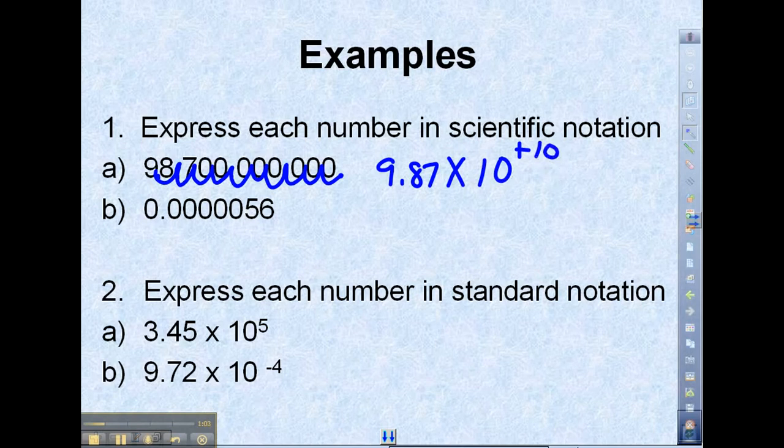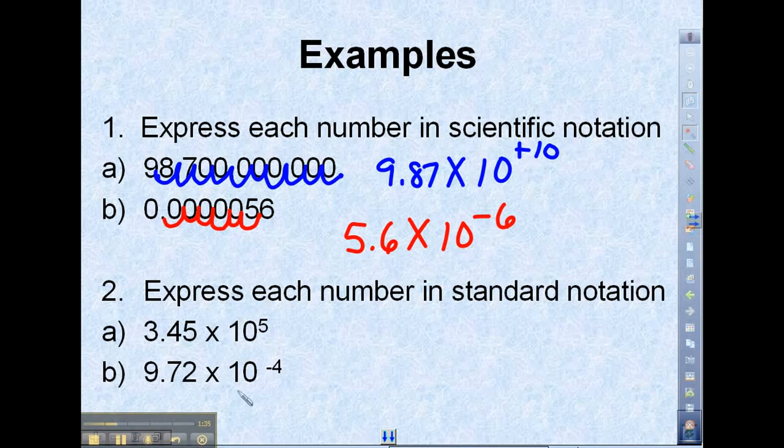Okay? On this one, I've got a very small number. So the exponent on the 10 is going to be negative since it's less than 1. I'm going to pick up this decimal point and move it right here. So the factor out front follows the rule, it has to be between 1 and 10. Now I count how far I moved it. Be careful. 1, 2, 3, 4, 5, 6. Now we've converted that to scientific notation.